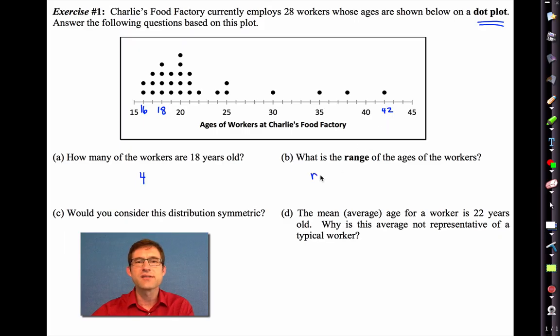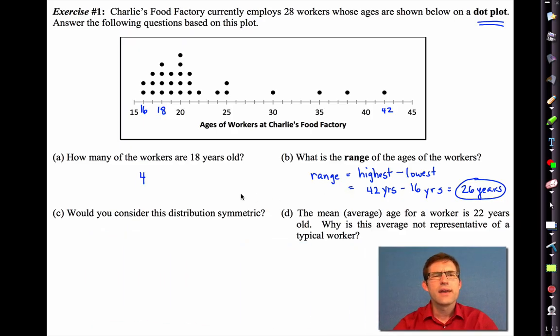But unfortunately, in statistics, range has a very specific meaning. It is the highest value, I was going to say the maximum, and that would work well as well. It's the highest minus the lowest value. The highest value being 42 years, and it does have units, the lowest value being 16 years, and so we simply subtract that, and the range is 26 years. All right, 26 years.